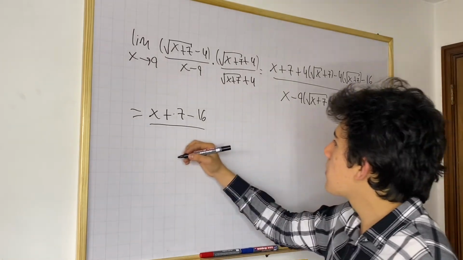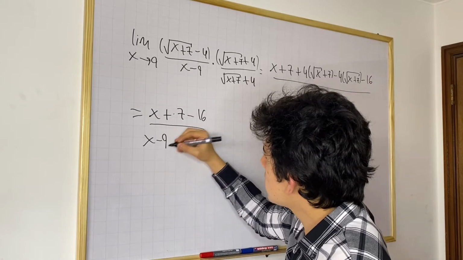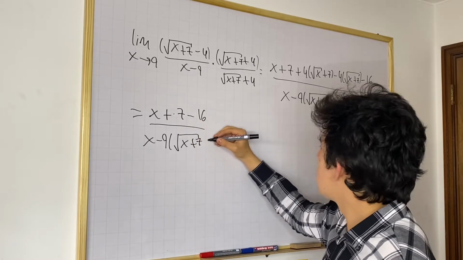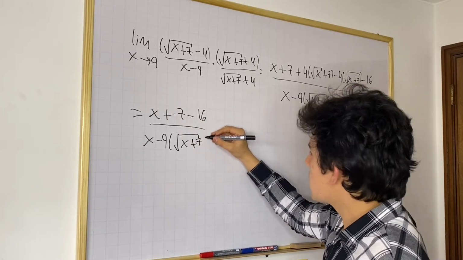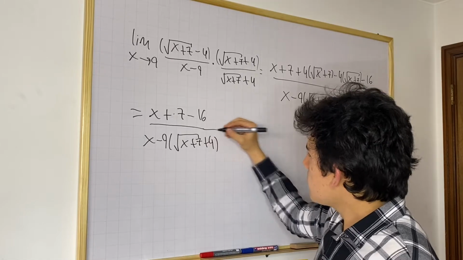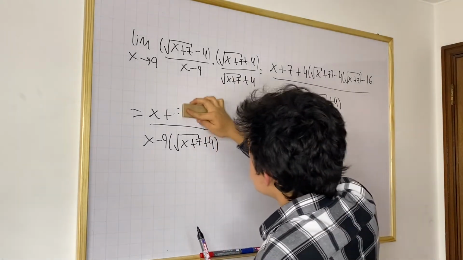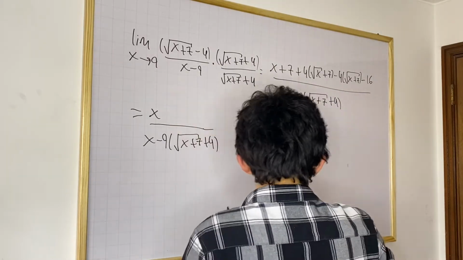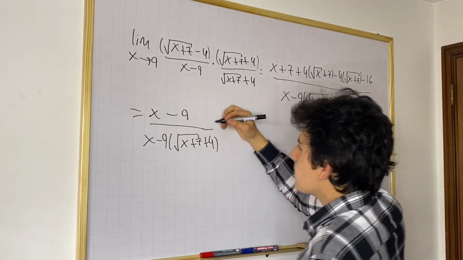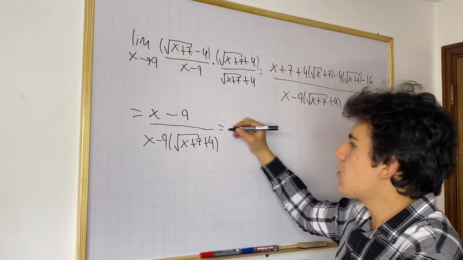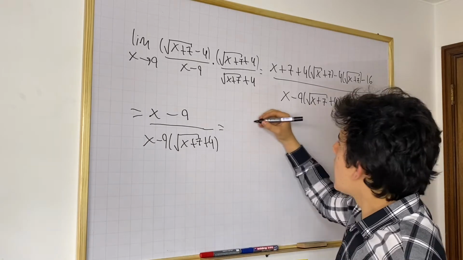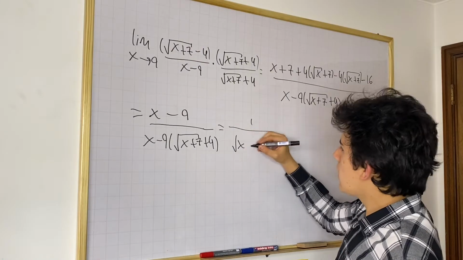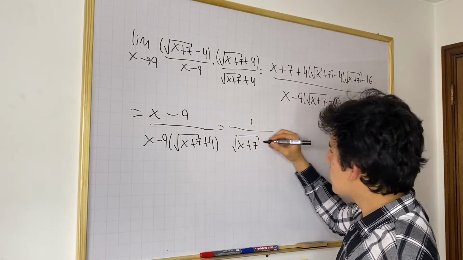We didn't FOIL the denominator, and we're gonna get x minus 9 times square root of x plus 7, the 7 is inside the radical, plus 4. Now let me rewrite the numerator as x minus 9. So we can already just cancel out. We get x minus 9, and now we cancel out x minus 9. We're going to get 1 over square root of x plus 7 plus 4.